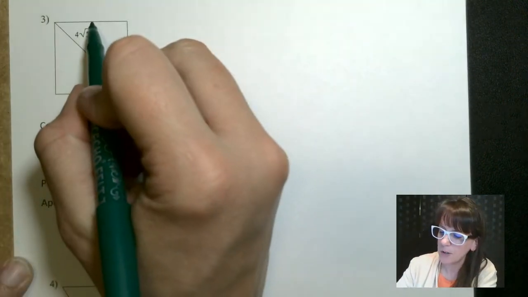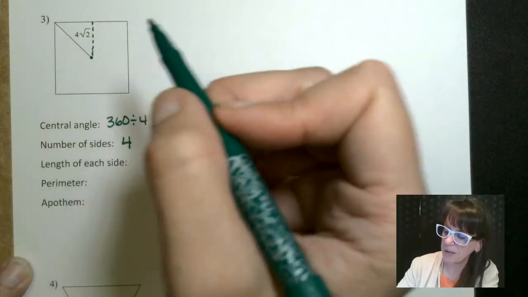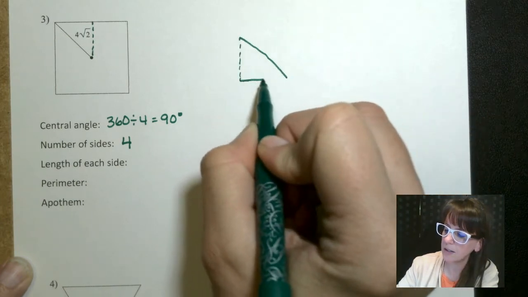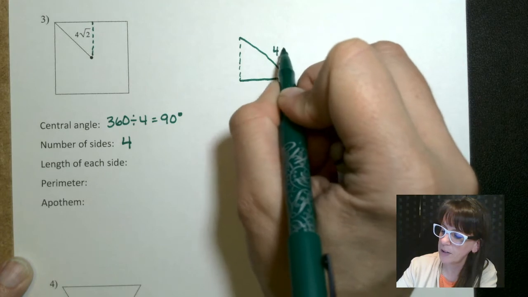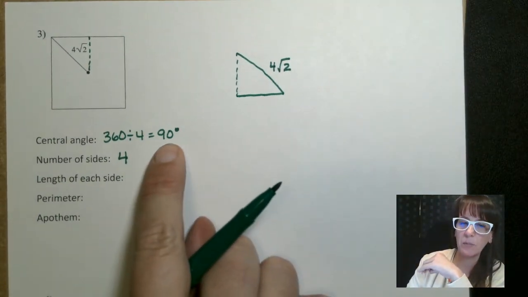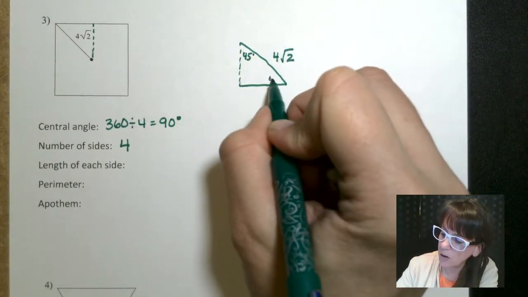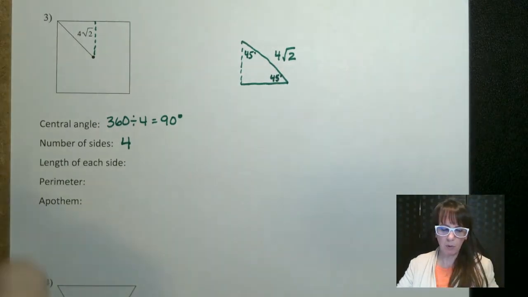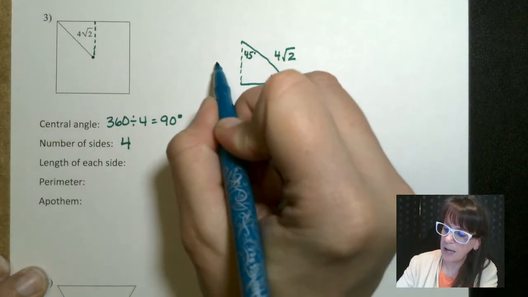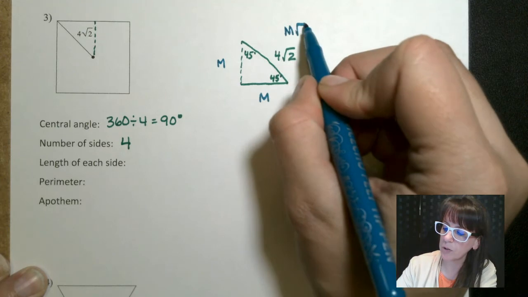All right, so I'm going to draw this triangle out. I'm going to flip it around so that you can see. All right, so here's our triangle. We've got 4 root 2. Now remember, when we do our half triangle, we have to take that central angle that we found and cut it in half. So this is 45, which means this is also 45. 45, 45 triangles. Remember, this is M, this is M, and then the hypotenuse is M root 2.